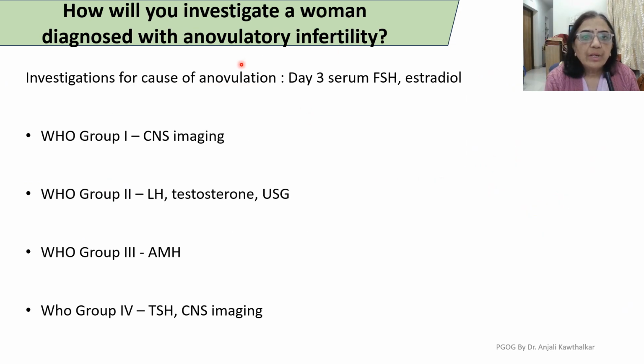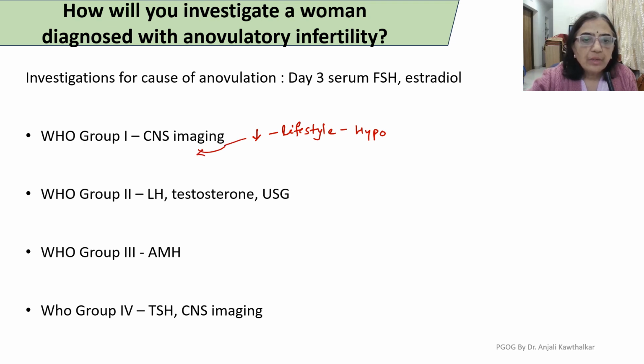Now, how will you investigate a woman diagnosed with anovulation? In a case of infertility, investigations are to be directed to know the cause of anovulation, and most important, as we have seen in the previous slide, is day 3 serum FSH and estradiol level. If it is group 1, both will be reduced. And in these cases, we mainly have to focus on lifestyle disorders as hypothalamic causes. And if these are not there, we have to do the CNS imaging.